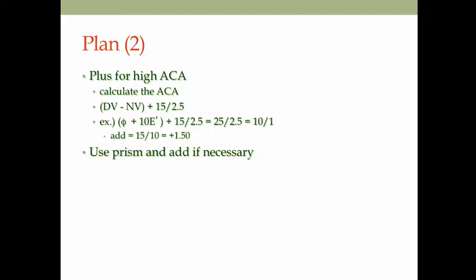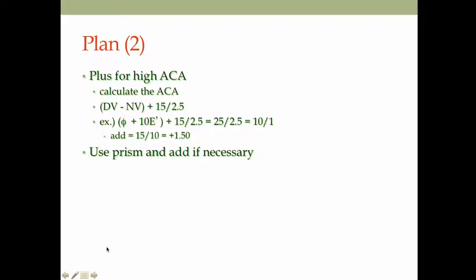So let's take a patient who's orthophoric at distance and who's 10 of esophoria at near. Right off the bat, we know this patient has a high AC/A ratio. So if we go from ortho to 10 of eso, we have 10 diopters of additional convergence plus the 15, which is from ortho to near. That's 25 divided by 2.5. That's a 10 to 1 AC/A ratio. The add should be 10 divided by 10, or plus 1. And if you have a distance deviation, then you need to add a little bit of prism.